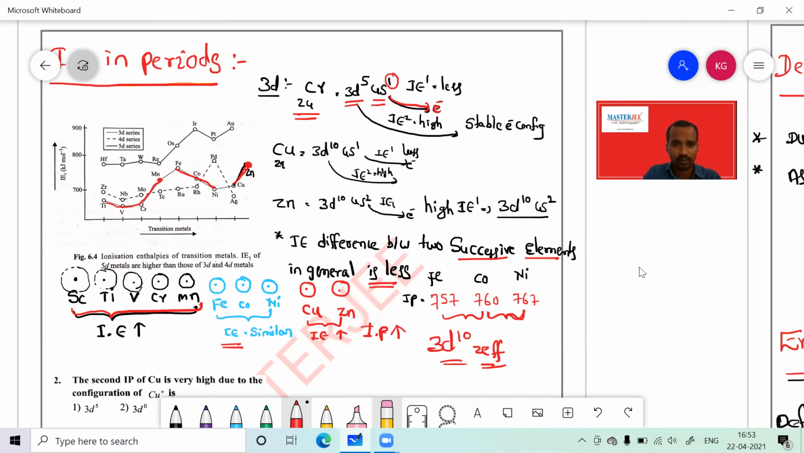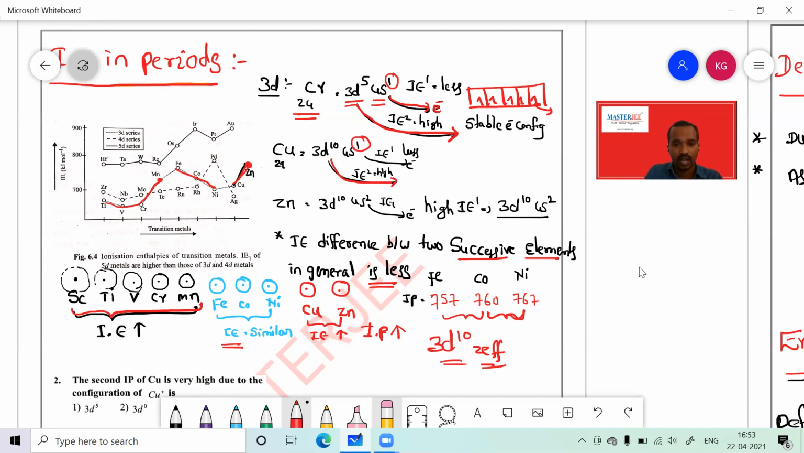But from the 3d5 configuration onwards, if you want to remove the second electron, it is a very stable electronic configuration, so it is highly difficult; we cannot remove the electron that easily. See, 1, 2, 3, 4, 5. From here onwards, if you want to remove an electron, we have to use a large amount of energy. That's why ionization energy 1 is less in the case of chromium, and ionization energy 2 is high. Next, copper is also the same. In copper, the first electron from 4s is easy to remove. From 3d10 onwards, if you want to remove an electron, you have to use a high amount of energy, so it is difficult. Ionization energy 2 of copper is high.